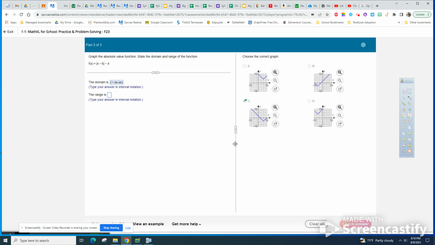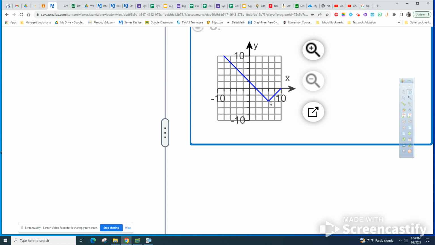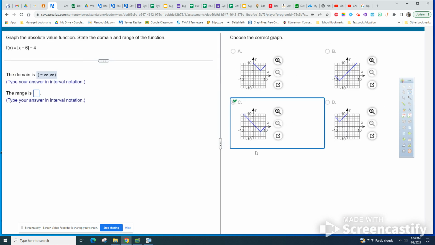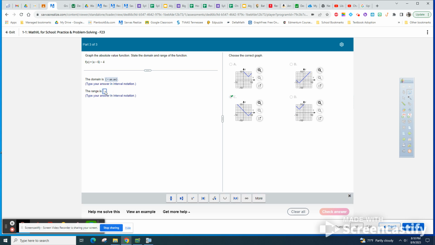Excellent. All right, and now they want the range. Okay, so the range is going to start down here at -4. That's the lowest y value, right? And go up. So remember, it's going to start at -4 and go up for the range. Go up towards infinity. And notice that, hey, well, looky there, that number there. I wonder if that means something. Yep, we'll figure that out tomorrow. It's next lesson, so we'll leave it alone for the moment.